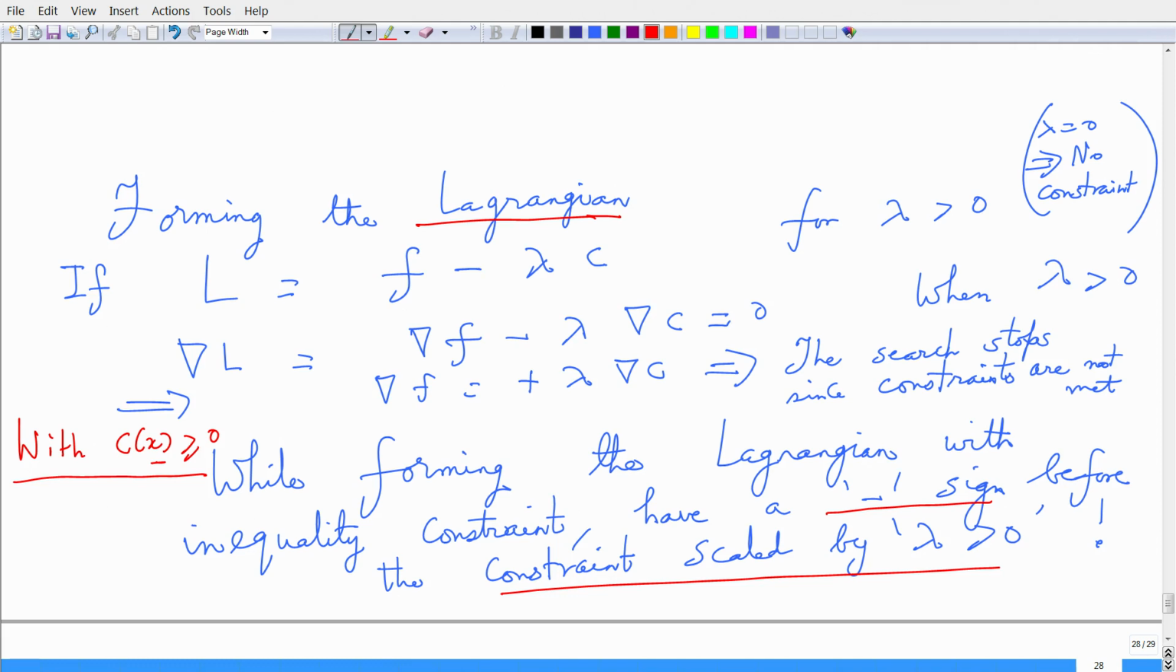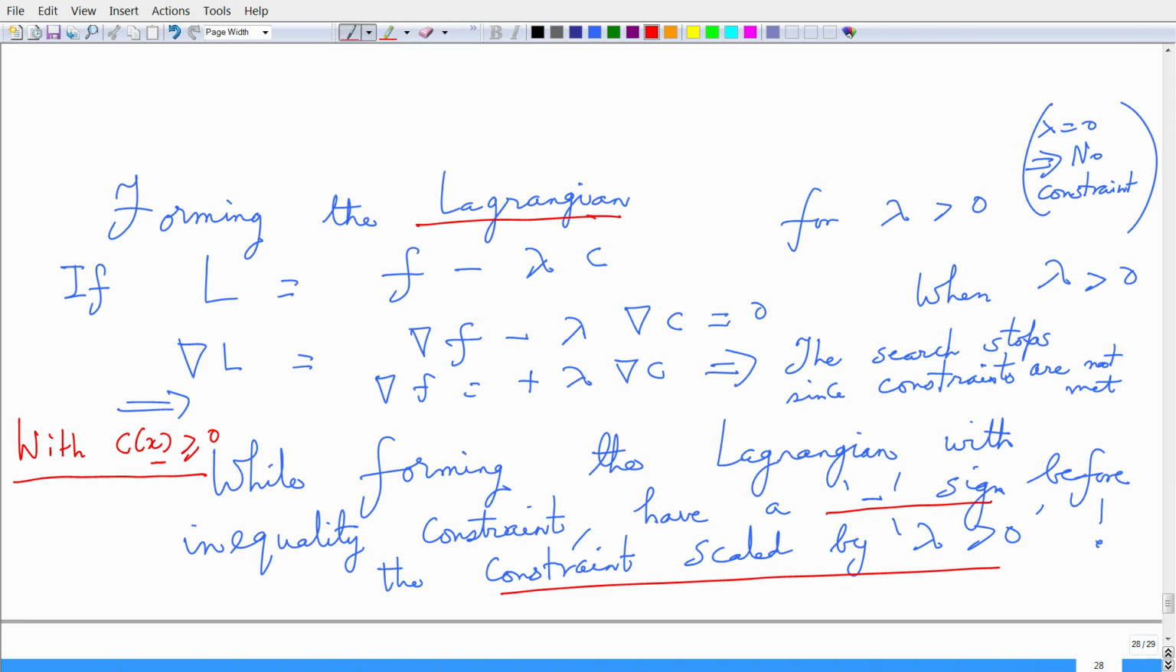Let us assume that I have a negative sign sticking here. Then del f equals plus lambda del c, because I just equate del L to be 0 and I will end up with del f equal to lambda del c. But from our discussion, when del f and del c are pointing in the same direction, there is no intersection, therefore, the search should stop, because the constraints are not satisfied. We need to stop at that step, because there is no search here.